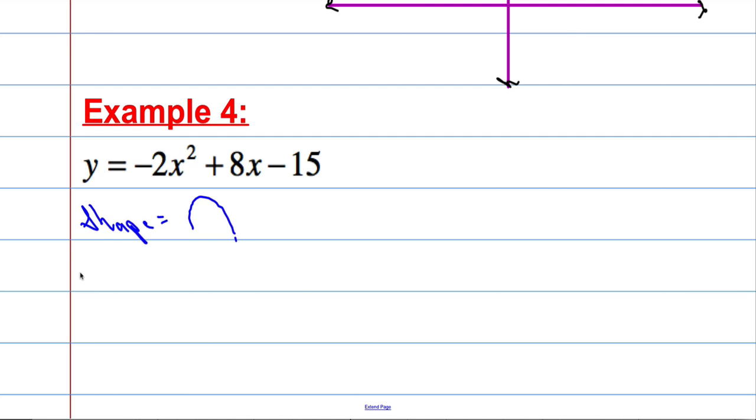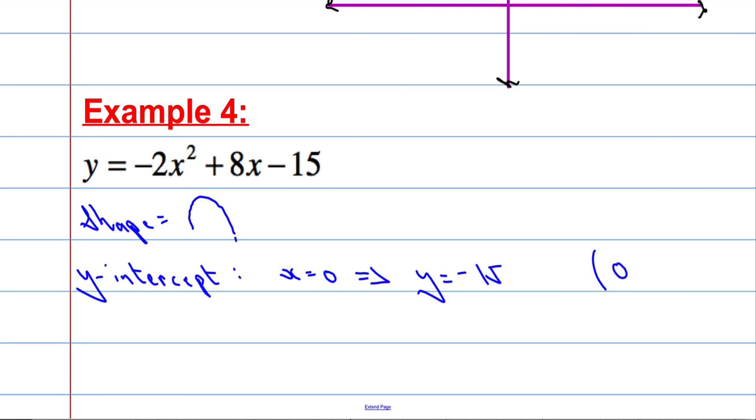Next thing is b squared minus 4ac. Oh no, let's do the y-intercept. The y-intercept comes by letting x equal 0. Okay, so x equals 0 gives us all of this is 0, that's 0, so we get y equals negative 15. So the y-intercept is 0 and negative 15.